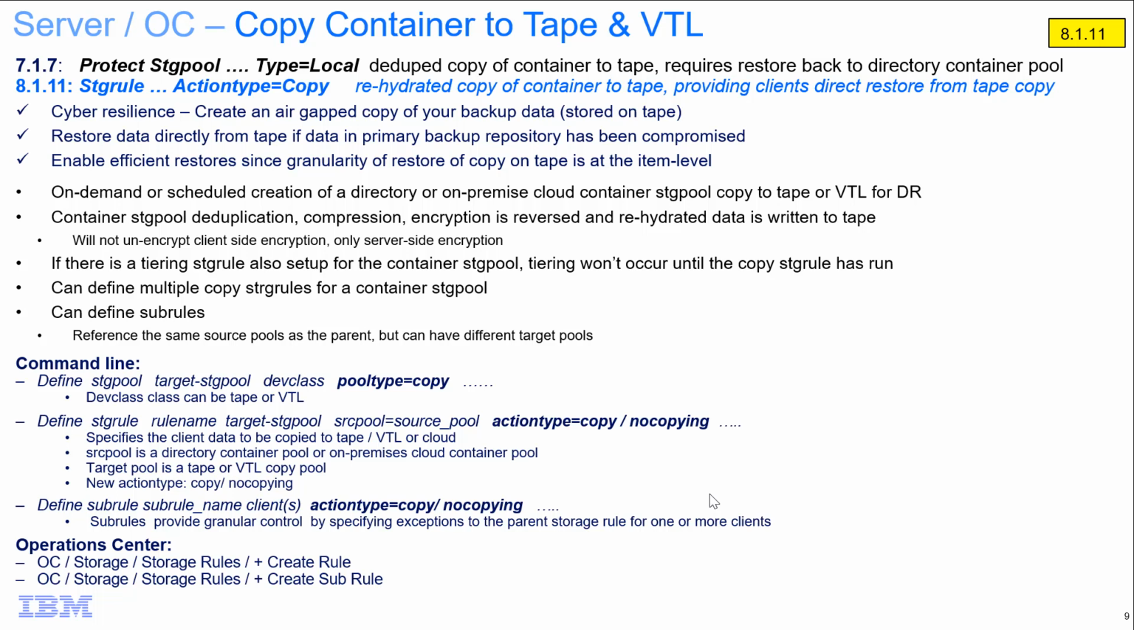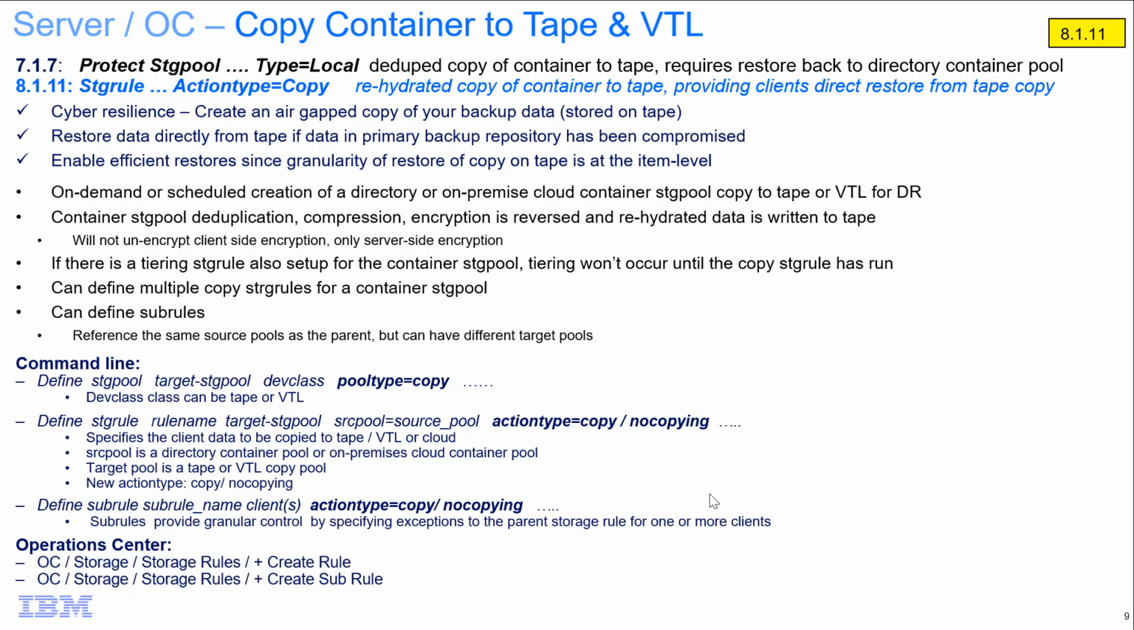Hi, welcome to this demo of IBM Spectrum Protect version 8.1.11. I'll be showing you how in the Operations Center you can now create a copy of a directory or on-premise cloud container storage pool out to tape and VTL. This will be a fully rehydrated copy. Clients will also be able to restore directly from this copy that's out on tape.